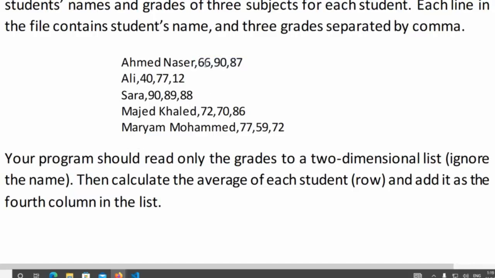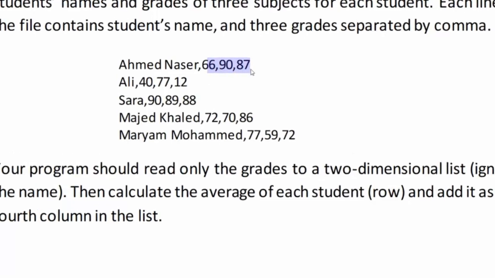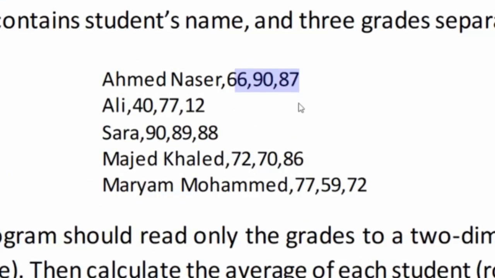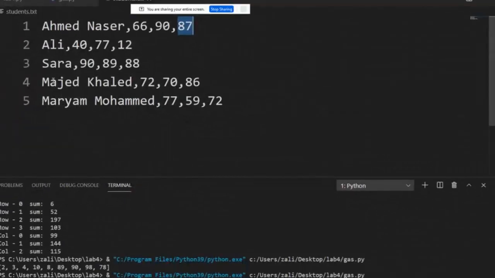The 3 grades we get from here, and remember, these are strings, right? In the middle of your work, before you do calculations, you need to convert them to integer. And the 4th column in each list will be the average.